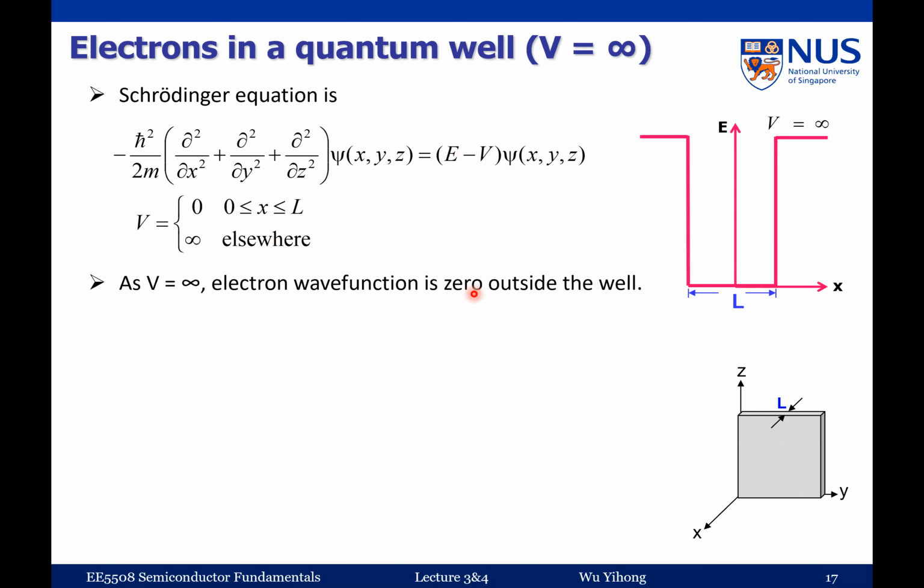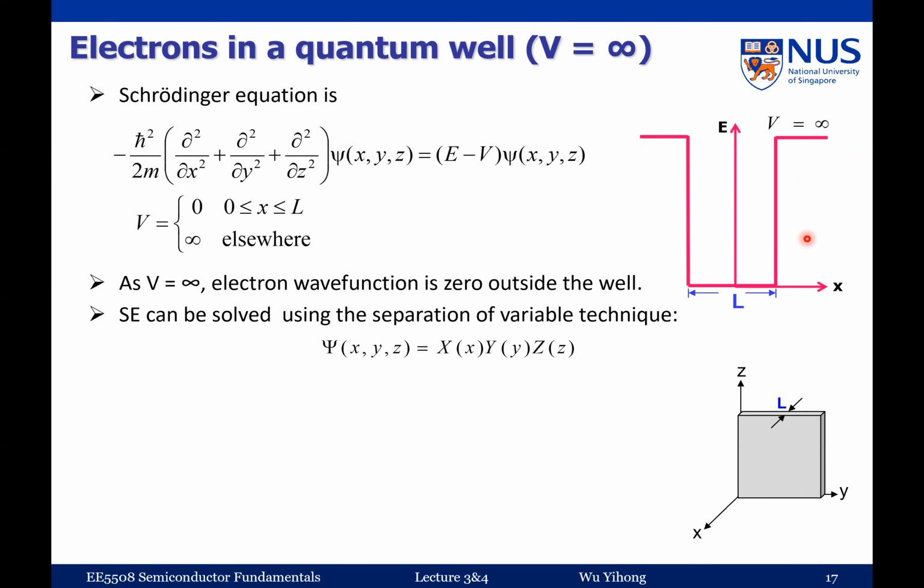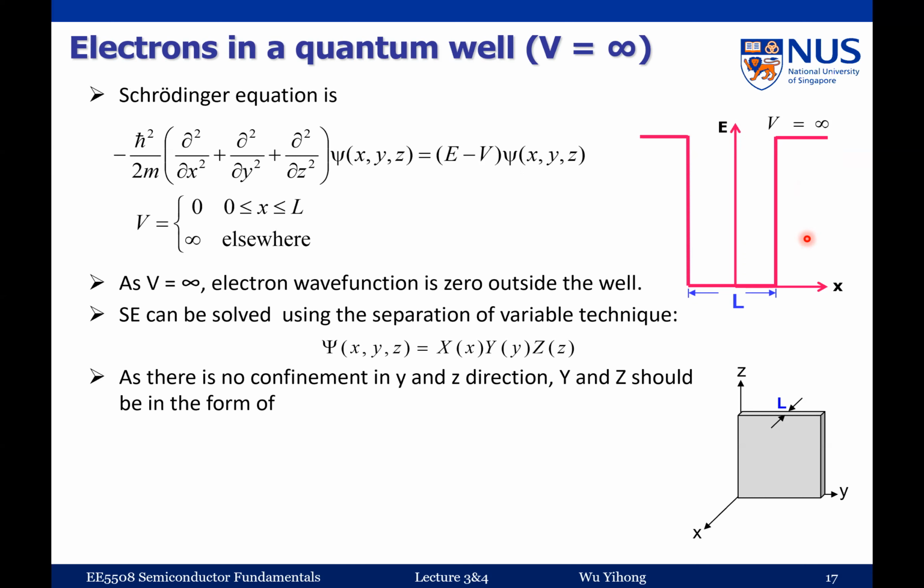So now, of course, outside the barrier, since V is infinitely high, you should not have any electrons. Just now I already talked about tunneling, right? When V is infinitely high, you cannot tunnel through. This means there's no electron inside this barrier, also inside this barrier. But inside the quantum well, we can apply this Schrödinger equation.